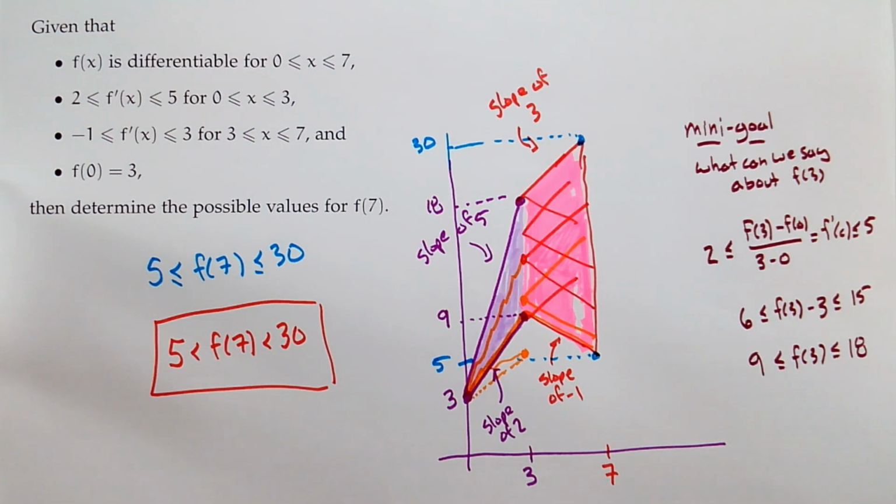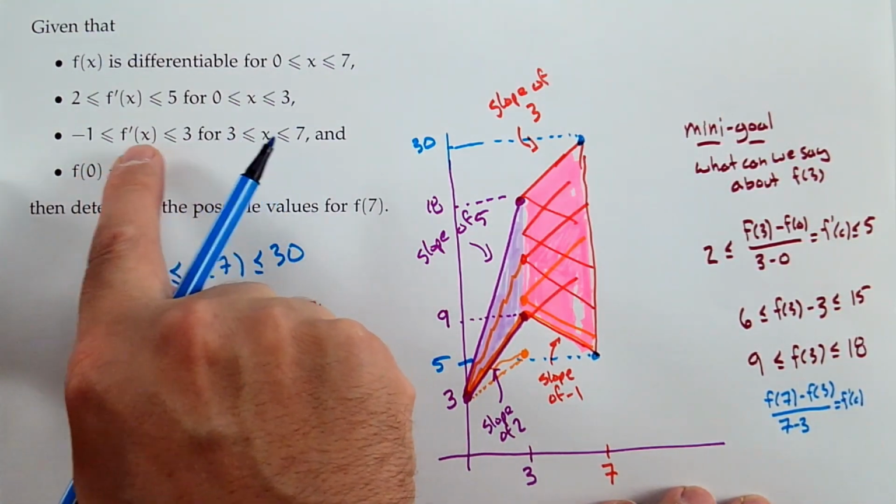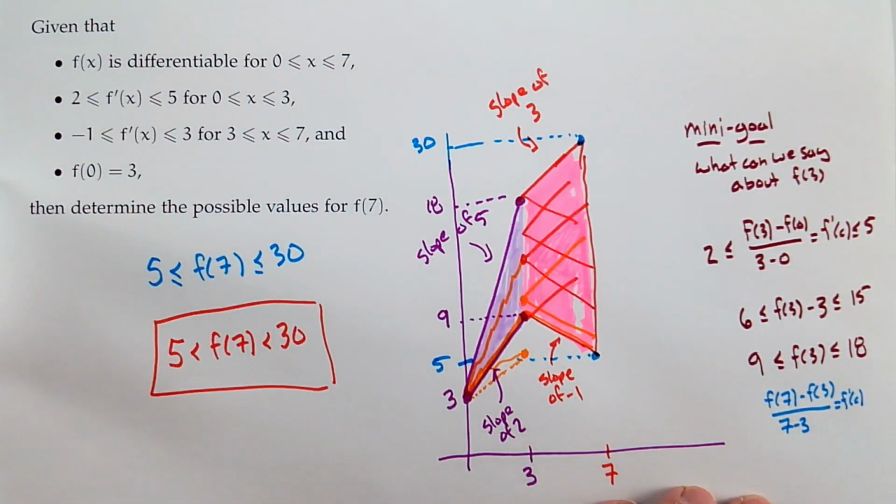Well, now you can do a very similar process. You can look at f of 7 minus f of 3 over 7 minus 3. Again, that's equal to the derivative somewhere between 3 and 7, and that's between negative 1 and positive 3. Now, do the same process. Clear your denominator. In other words, multiply by 4. So you can say negative 4 is less than or equal to f of 7 minus f of 3, which is less than or equal to 12.